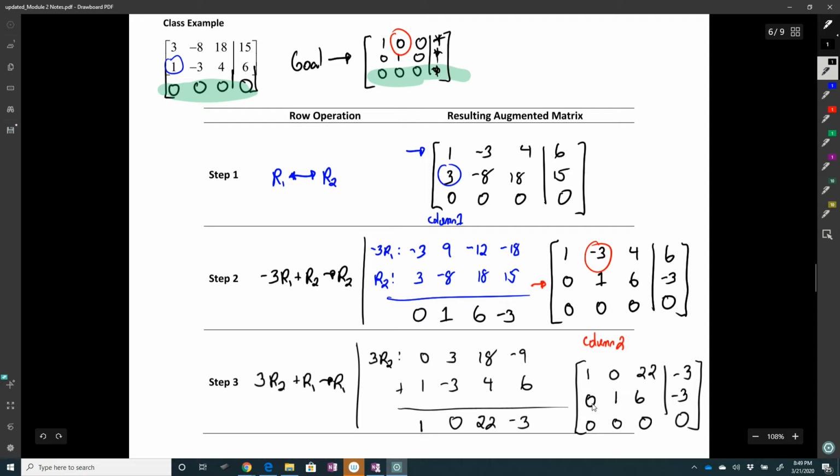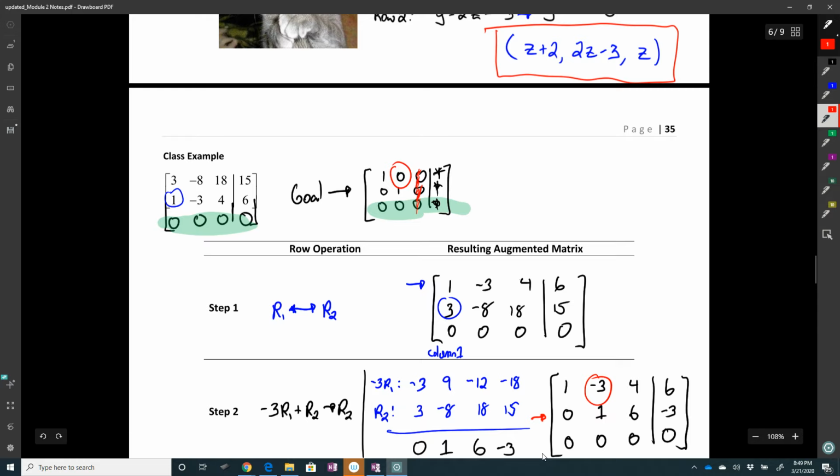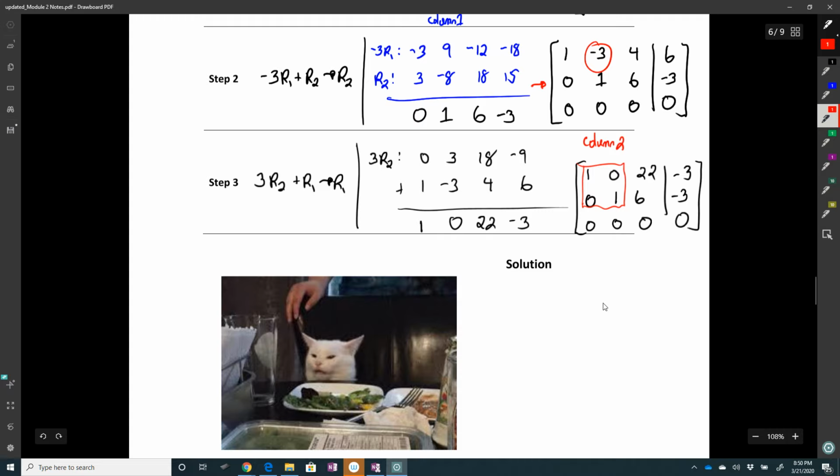All right. So there we go. That's my answer. Notice that when we did this, because there was an empty row, it was impossible to get these to be zeros. But we did what we could. We got the 1, 0, 0, 1 up in the upper left corner. All right, so again, we have infinite solutions.